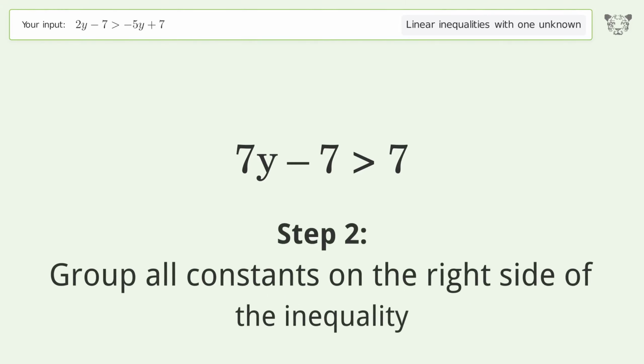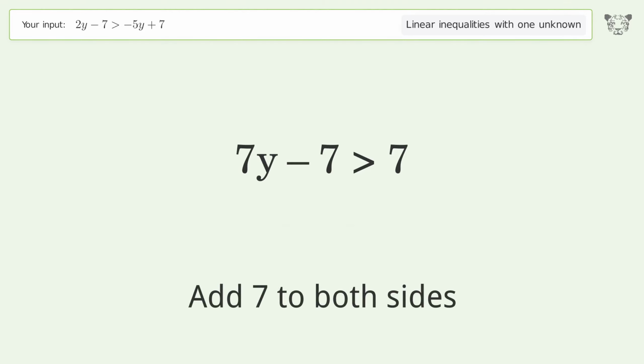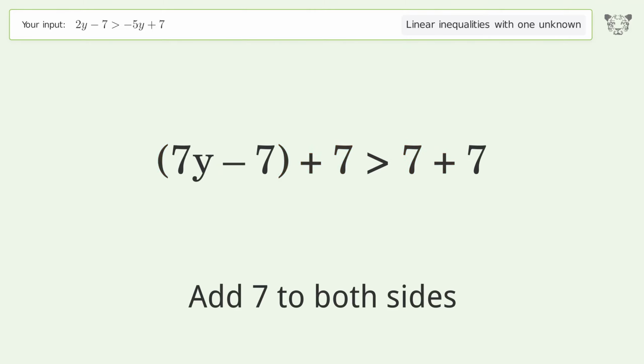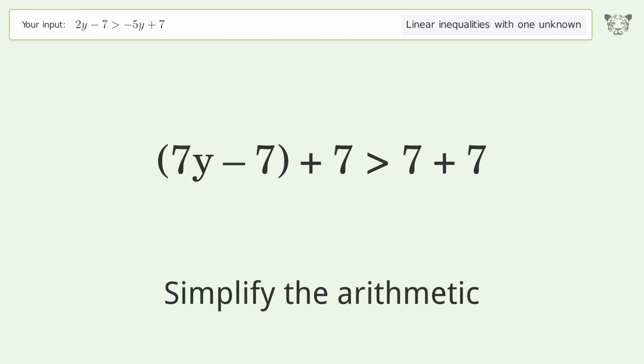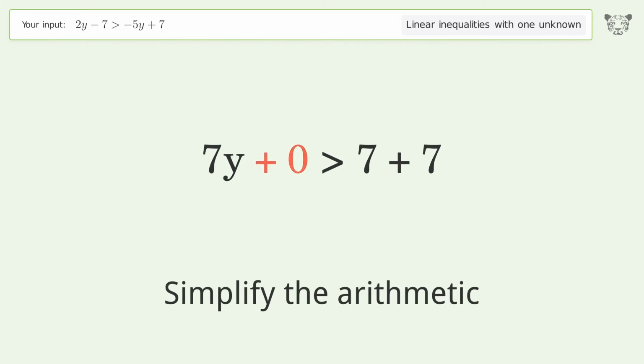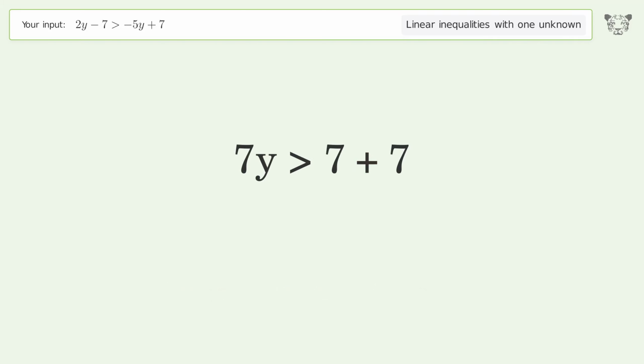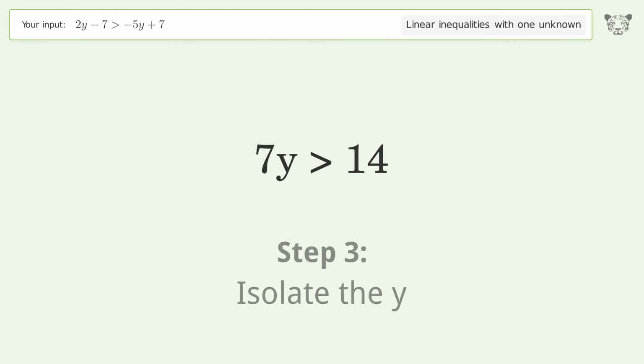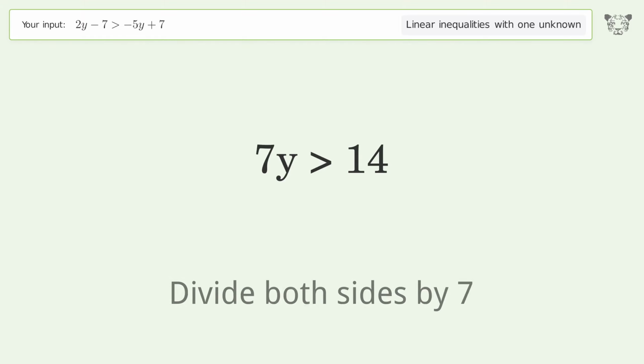Group all constants on the right side of the inequality. Add 7 to both sides. Simplify the arithmetic. Isolate the y. Divide both sides by 7.